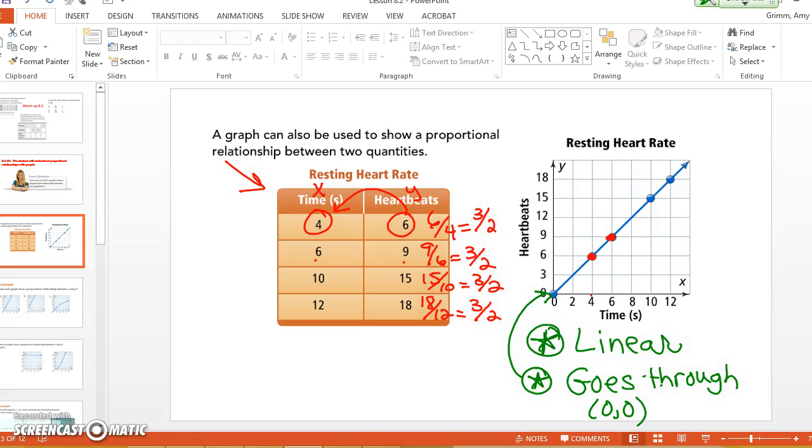Okay. All right, so 2 mega important things. Has to be linear, has to go through 0, 0. If those 2 things aren't there, the graph is not going to be proportional. Okay? Super important. All right, so let's look at some examples of graphs.